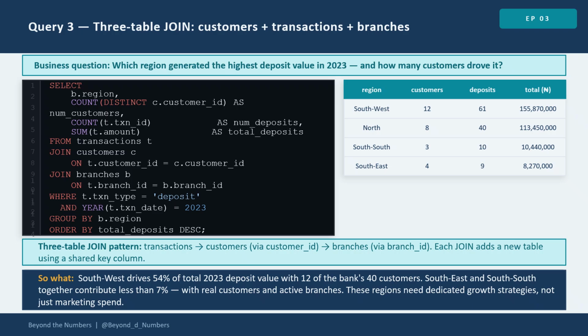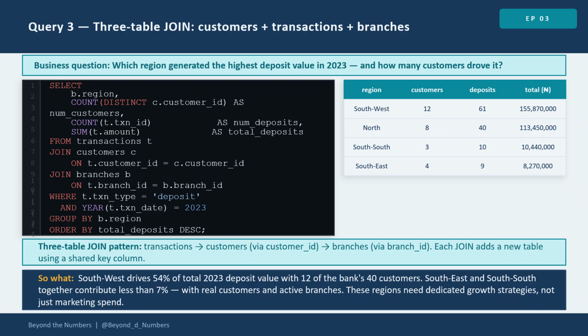Then moving on, 3 queries. We want to look at having 3 tables in one query. An example of a business question you can have is: which region generated the highest deposit value in 2023, and how many customers drove it? To answer this particular question, we need 3 tables: the transactions table for the deposit amounts, the customers table for customer count, and the branches table for the region.